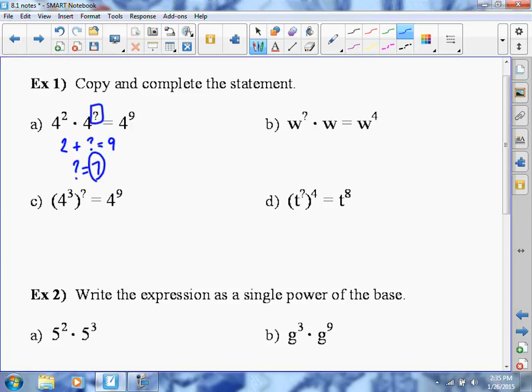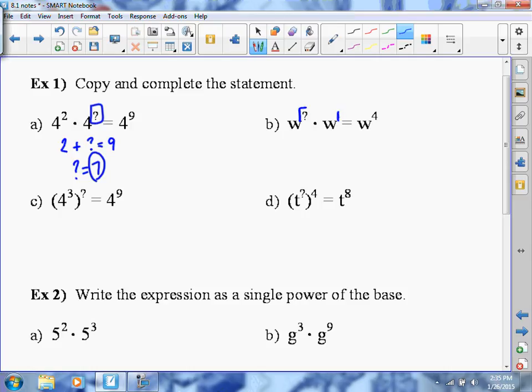Okay, now for part B, this one's a little trickier because there's something that's missing. Really, we have a kind of like a ninja or an invisible exponent. He's hiding. So anytime you have an exponent that's a 1 or a power of 1, it's not going to be written in. It's usually just left as the variable. So you have to know that that w is really w to the first power.